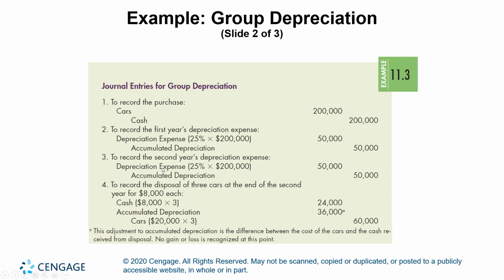Then they go on to record the third year, and then they dispose of 5 cars at the end of the third year, and then they record the depreciation expense for the final year, and then they have a loss on the disposal, because to wipe this out they end up with a loss at the end.